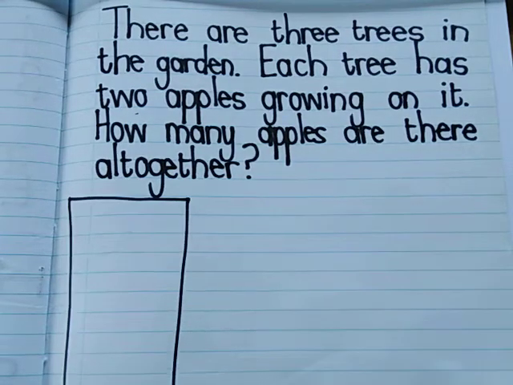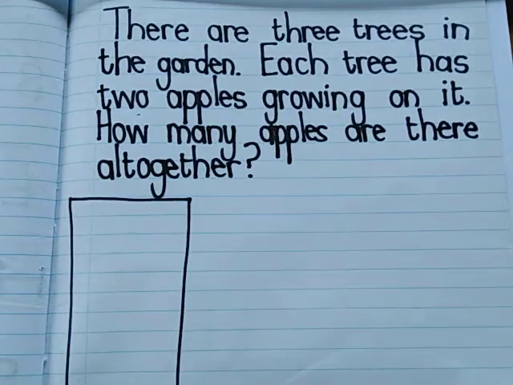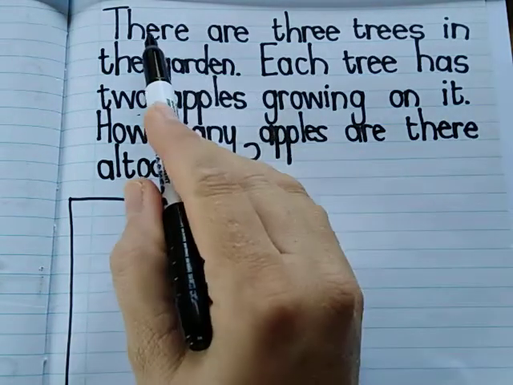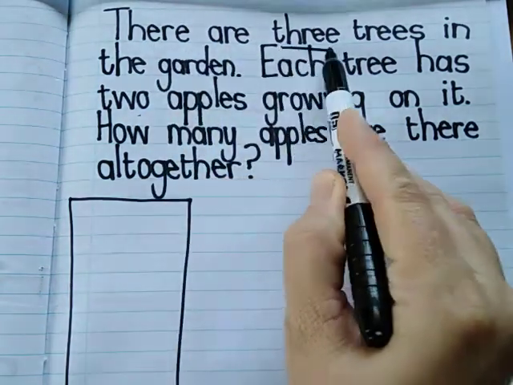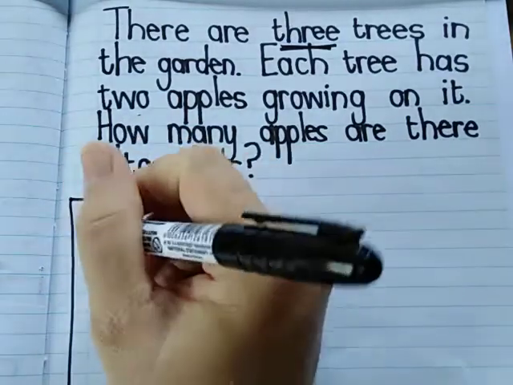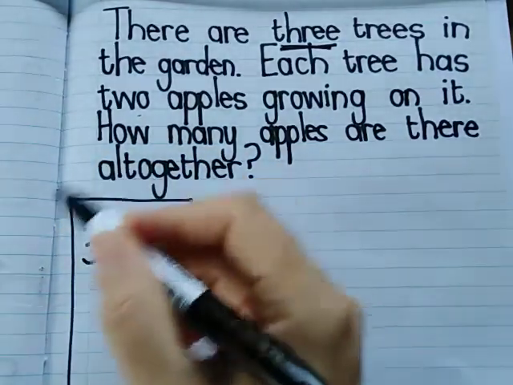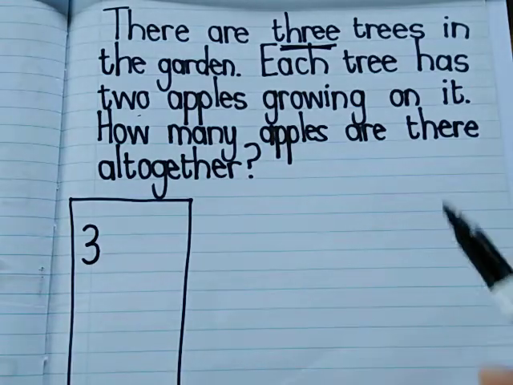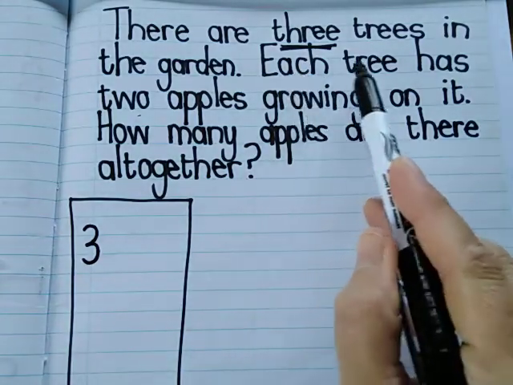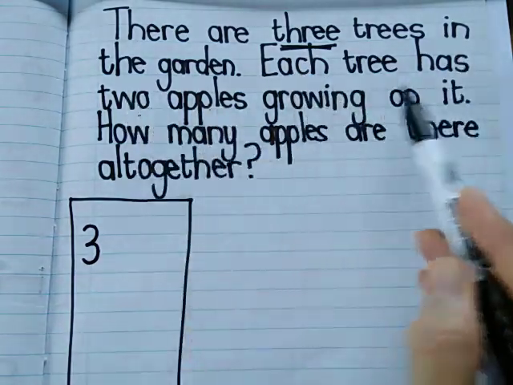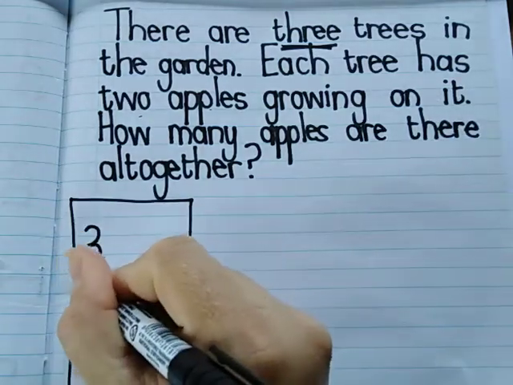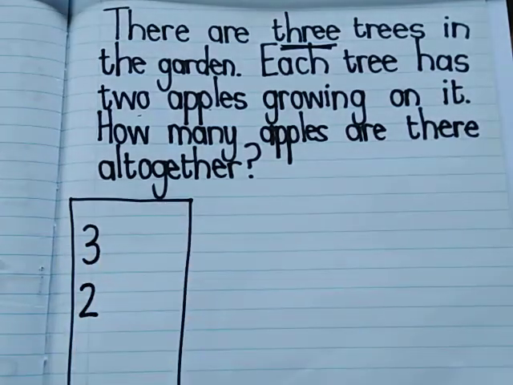Now, let's see if we can find out which numbers we're going to need. So first it says, there are 3 trees in the garden. So here on my little blackboard space, I'll write a 3. Remember, this is not for you to write. Then it says, each tree has 2 apples growing on it. So there are 2 apples on each tree.